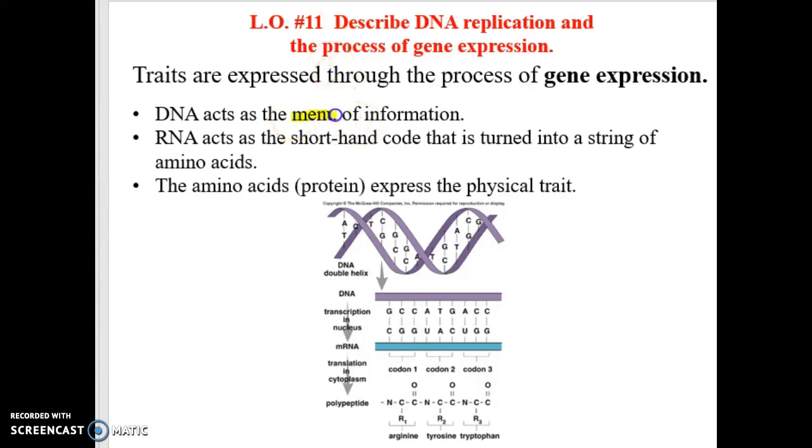So whatever code you have here serves as the template. DNA gets turned into RNA. RNA is kind of this shorthand code, this intermediate, that then gets turned into amino acids, a string of amino acids. And the amino acids express the physical trait. So this process, transcription, translation, that is how we take DNA and turn it into brown hair, blue eyes, etc.